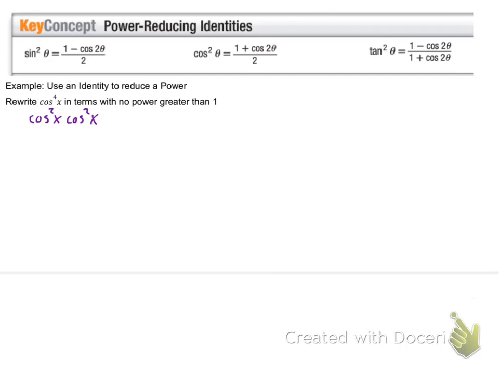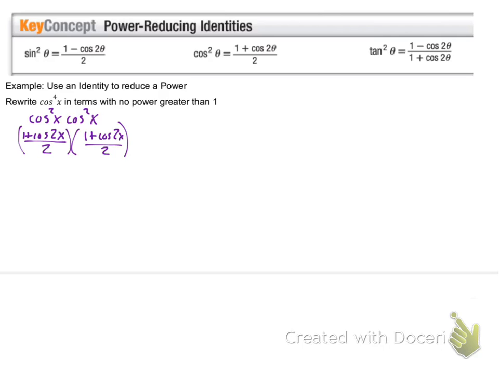Each one of these now follows that pattern. And that pattern happens to be 1 plus cosine of 2x all over 2. 1 plus cosine 2x all over 2. And so now I'm just going to multiply these together.